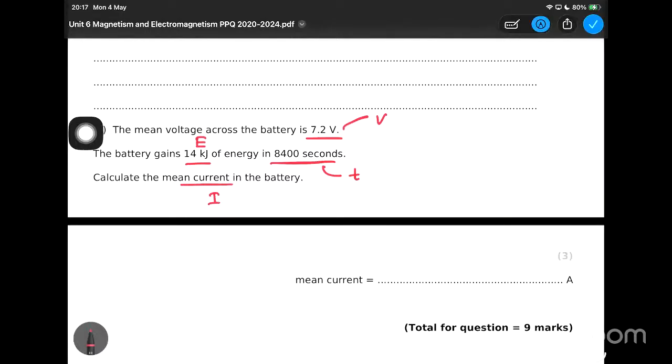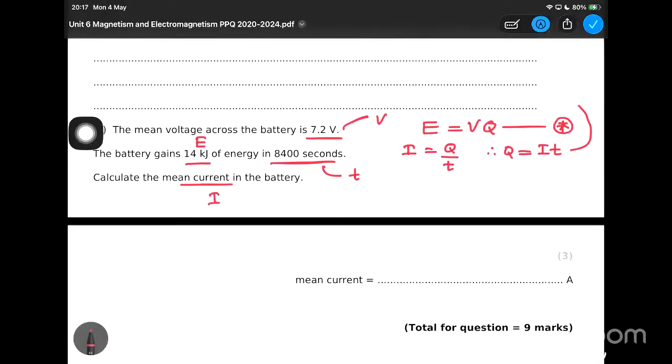So you need to remember these equations, right? The main one is energy equals voltage into charge, right? Energy equals voltage into charge. This is the main equation. Then we know that current will be equal to charge over time. So we are going to rearrange it. Therefore, we can write the charge will be equal to I into T, current into time.